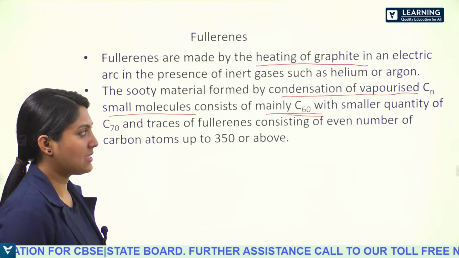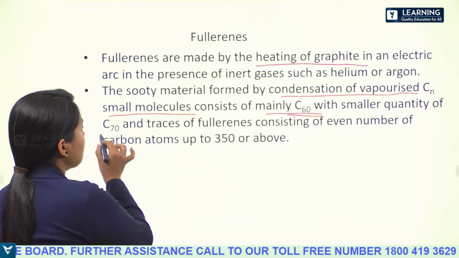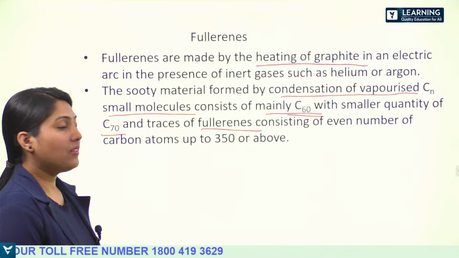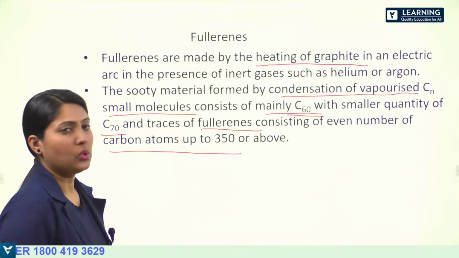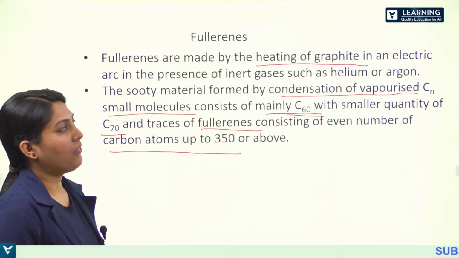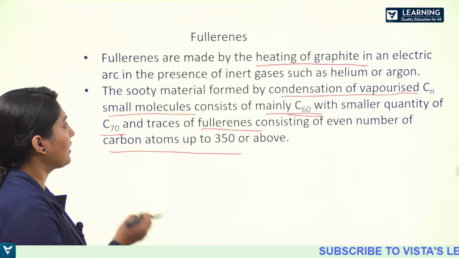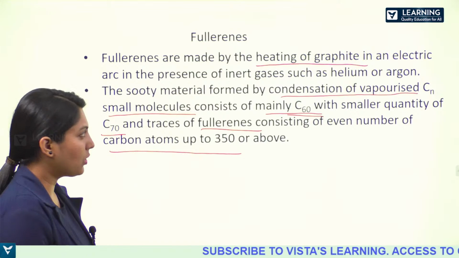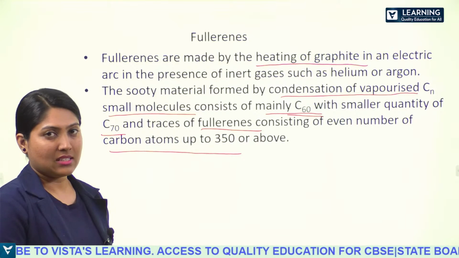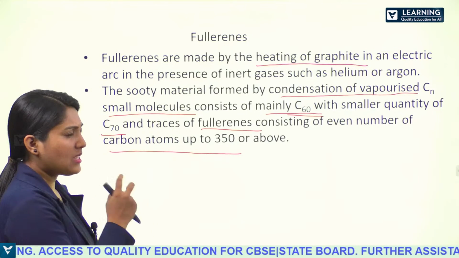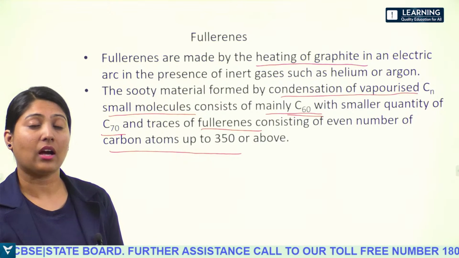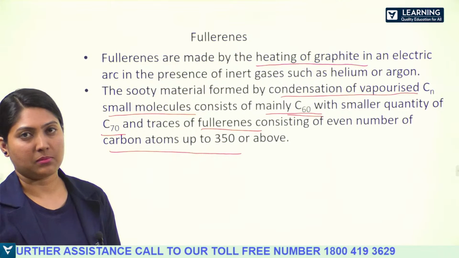Then we call it C60, with a smaller quantity of C70, and traces of fullerene consisting of an even number of carbon atoms, up to 350 or above, will be found. So when you take graphite and pass an electric current through it in the presence of helium or argon, we get a sooty material which consists of CN, that is C60 or C70 substances. With that we get this fullerene, which consists of 350 and more even carbon atoms.